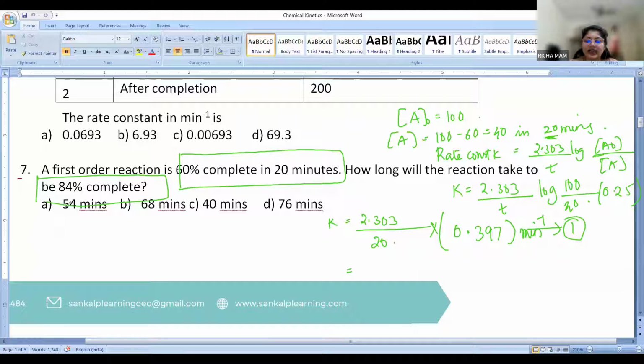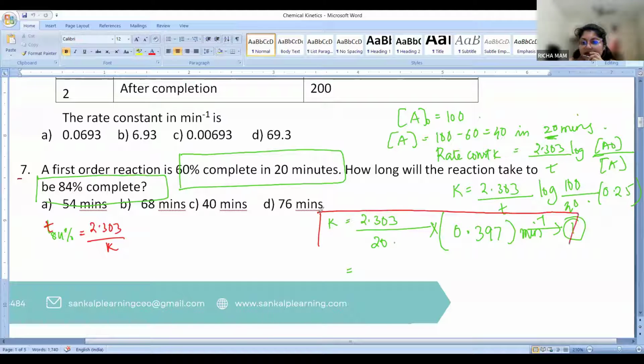Now we will see the time for 84% completion of the reaction. So the time taken for 84% will be 2.303 by K, because we have to find the time and we know the rate constant, we have the rate constant here, right?